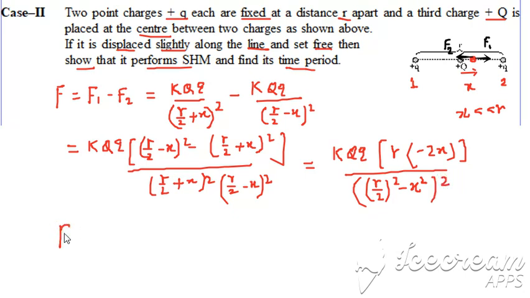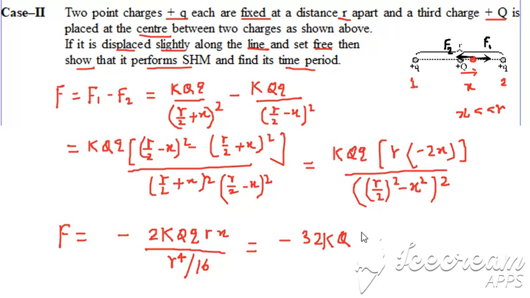Further simplification will lead to the net force F equal to minus 2kQq r x divided by this denominator. In the denominator, x is very small, so we can ignore x, and this becomes r to the power 4 divided by 2 to the power 4, that is 16. Simplifying, this will become minus 32 kQq divided by r cubed, into x.